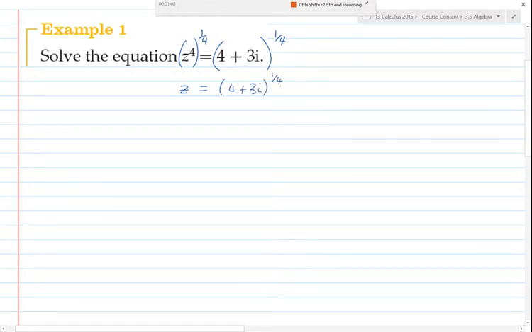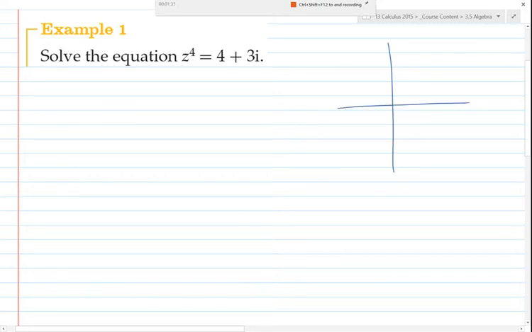Now the only problem is that there's no easy way for us to evaluate a power when we have a sum of two unlike terms in a bracket. And so this is where the polar form of complex numbers becomes really useful. So we're going to put this into polar form and then we'll apply that power. So draw a diagram to help us visualize our number here.